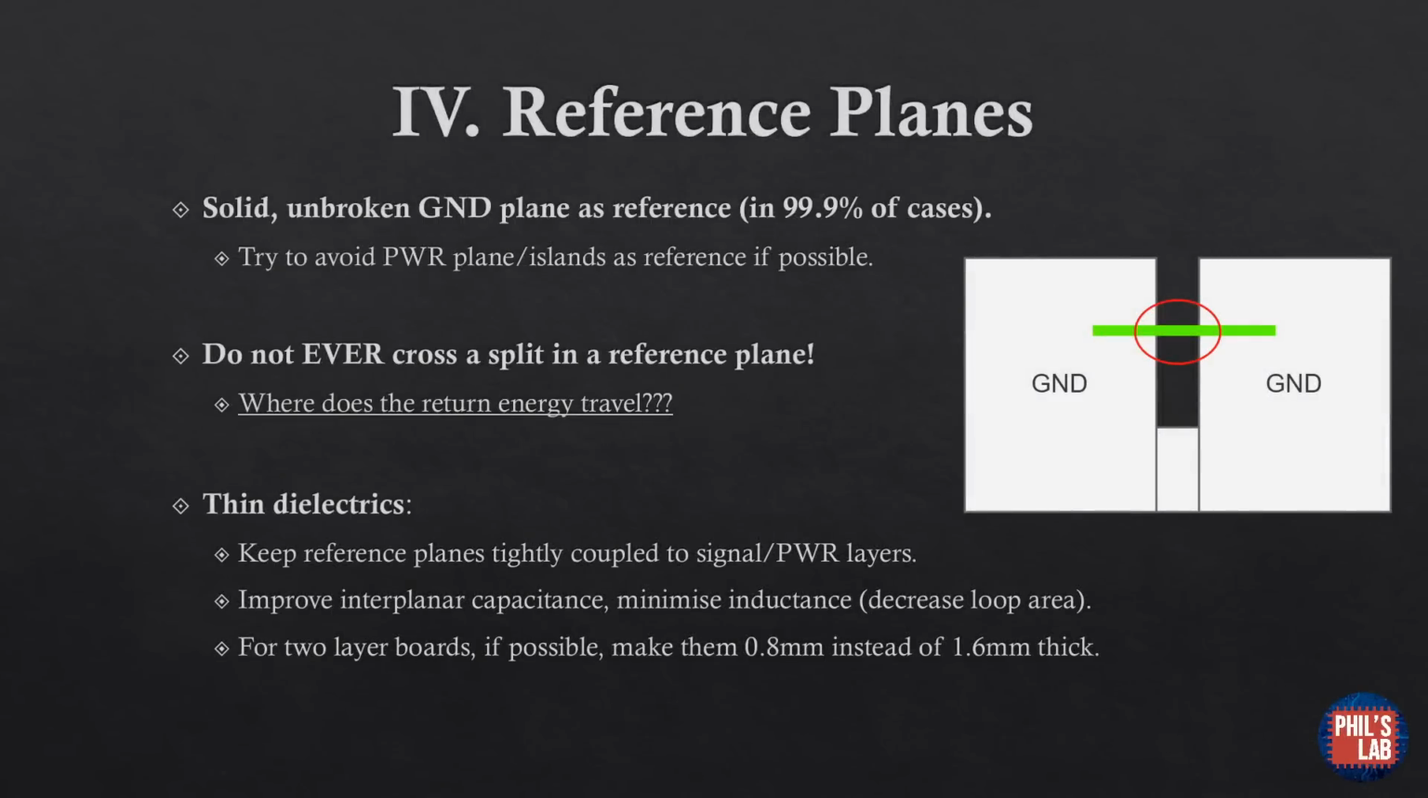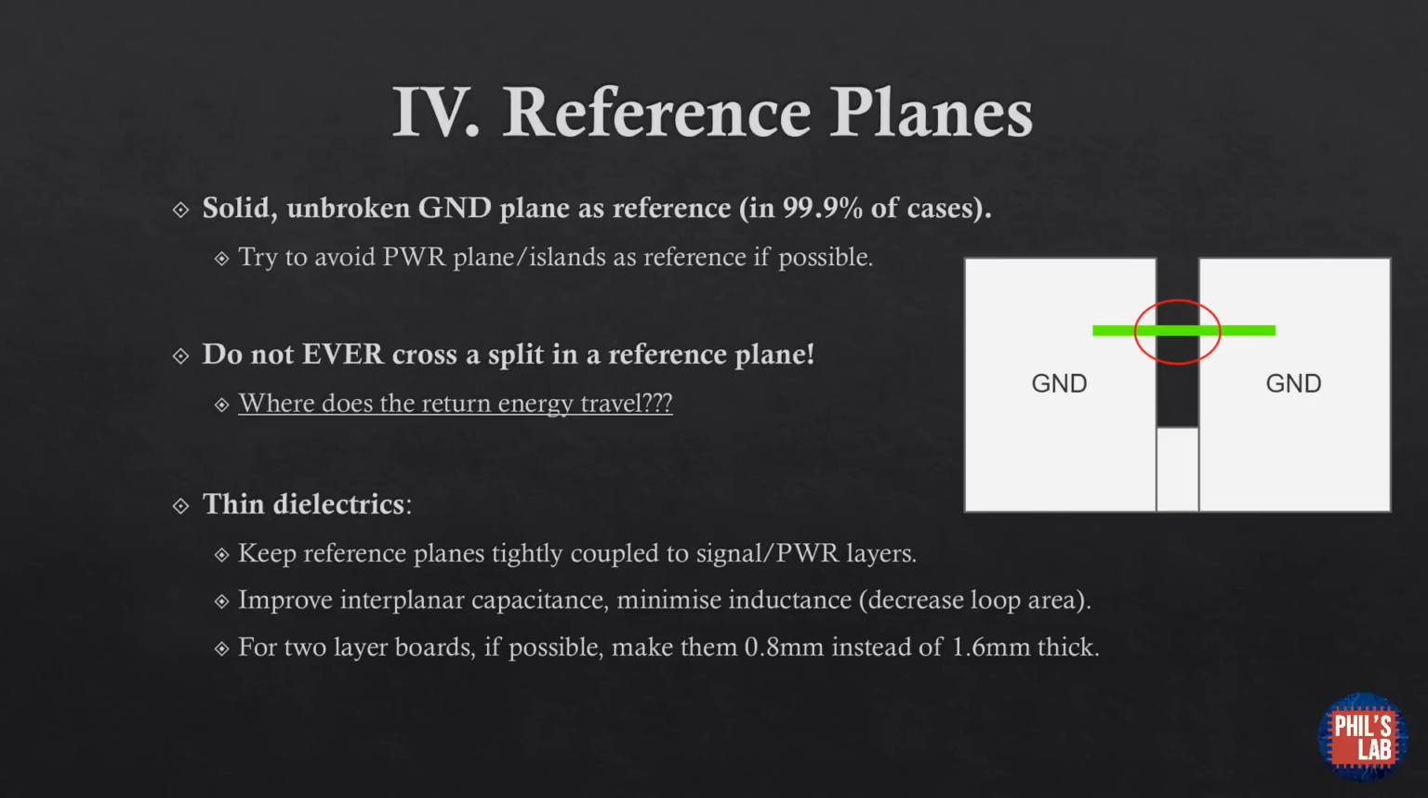Moving on to the fourth point, and that is that of reference planes. Typically, for your reference, you want solid, unbroken ground reference planes. And this is in 99.9% of the cases. Sometimes you might need to use a split ground, but usually it's a bad idea. Another point is to try and avoid using power planes or islands as references if possible. Now, of course, they can provide good references, but a lot of times, especially if you have power islands or a layer that is separated in many power planelets or islands, you have to take great care of routing directly underneath and not routing too far to the borders.